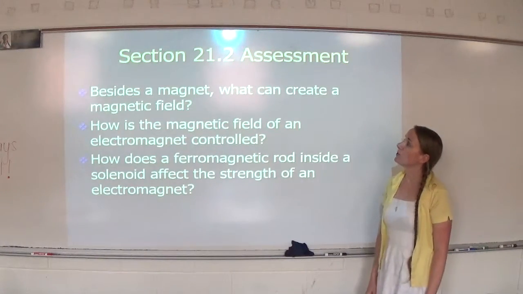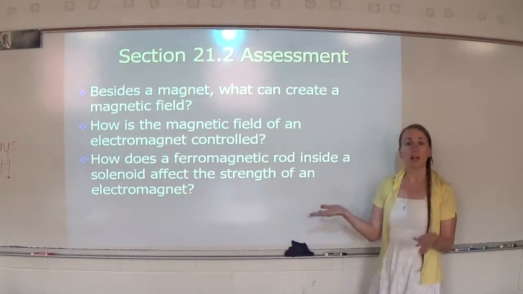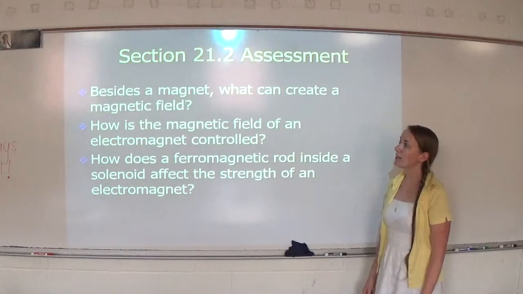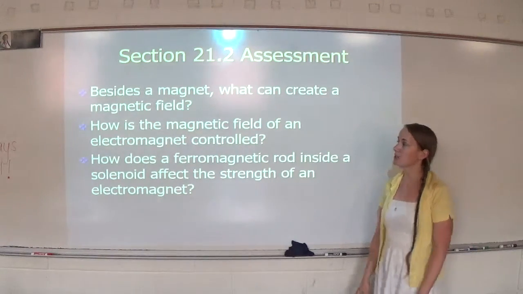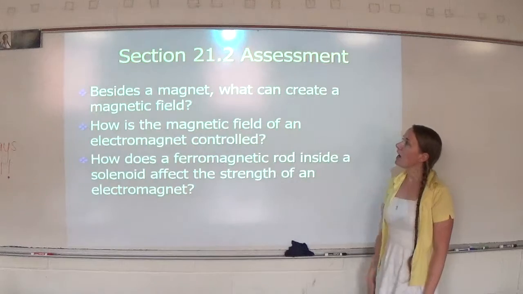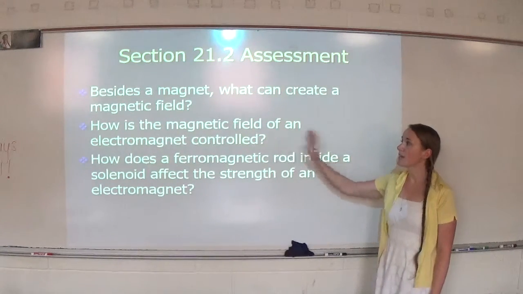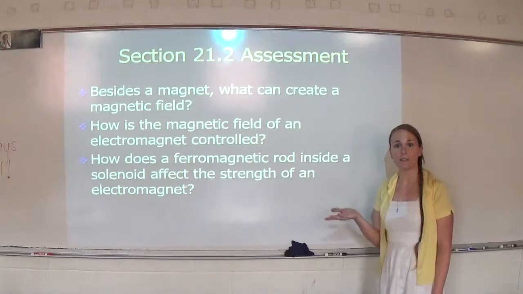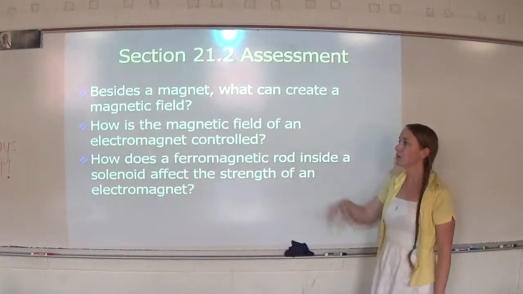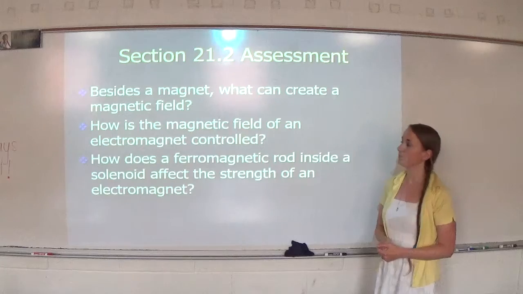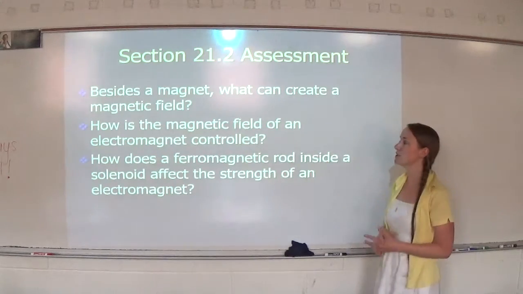Besides a magnet, what can create a magnetic field? A wire carrying current. A wire carrying current, or a wire carrying electricity, you could say either. Number 2, how is the magnetic field of an electromagnet controlled? Well, for the electromagnet, you can change the current. If you increase the current, you increase the strength of the magnetic field. So if you increase current, you increase strength.